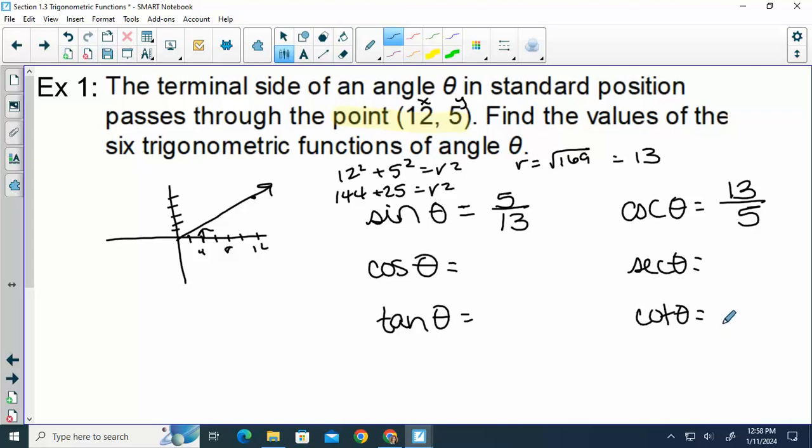Definition of cosine, x over r. So my x is 12 over 13. And that means secant, the reciprocal, would be 13 over 12. Tangent, y over x. So 5 over 12. And so then cotangent would be 12 over 5.